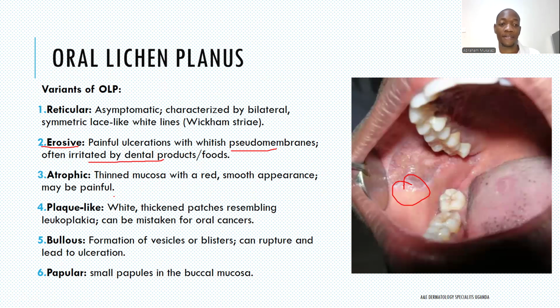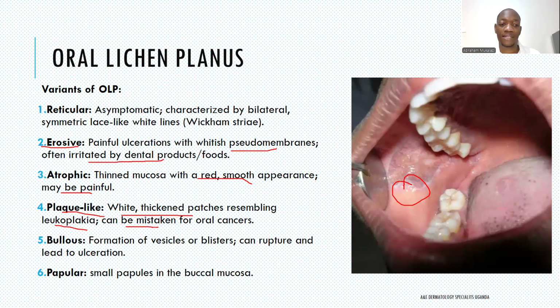Then you have the atrophic type. In this case, you have thin mucosa with a red and smooth appearance, which may also be painful. That's the atrophic type. Then you can have a plaque-like type. In this case, you have white thickened patches, which resemble leukoplakia and can also be mistaken for oral ulcers.